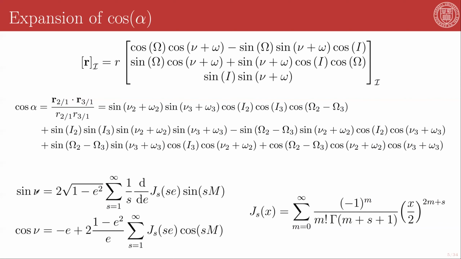The sine of the true anomaly is given by the Fourier-Bessel series of this form, and the cosine of the true anomaly is similarly given by a Fourier-Bessel series of this form, where J sub s is a Bessel function of the first kind.